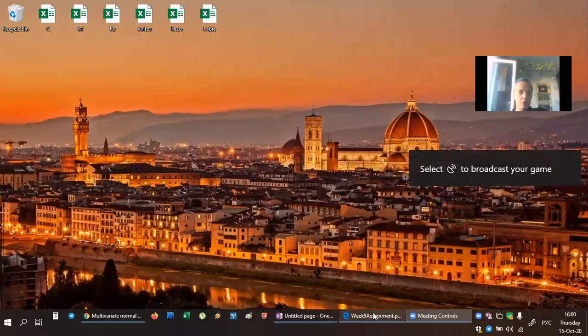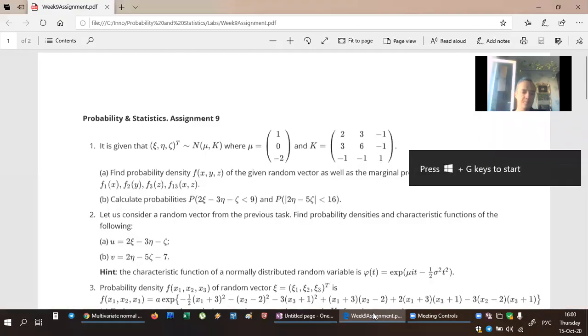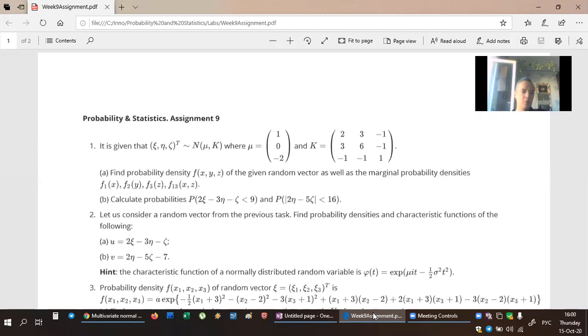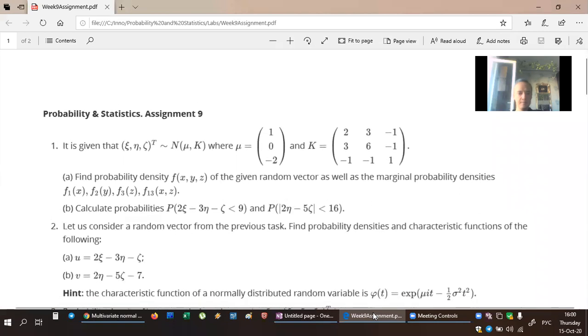So today we are going to solve some tasks on a normally distributed random vector, and also maybe we discuss some properties of characteristic functions. We'll see. So this is the assignment for this week. Let's start with number 1.